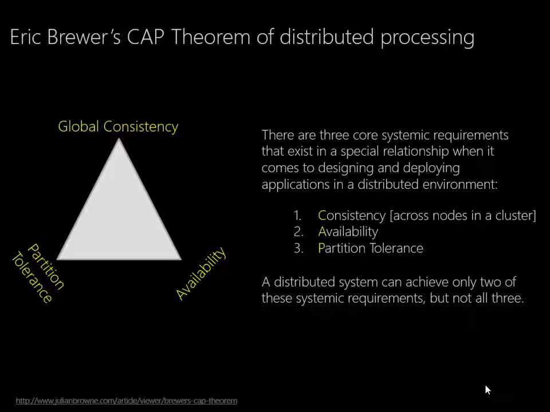The CAP theorem looks at the core requirements of a distributed processing system, and it suggests that of these three core requirements, only two of them can be optimized at once, while the third has to be relaxed or abandoned. The three requirements are consistency, availability, and partition tolerance. Let's talk about what those terms really mean.